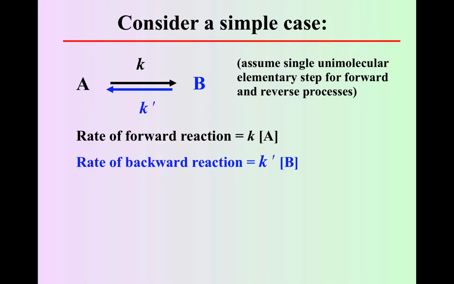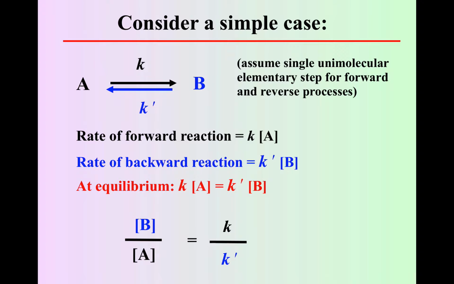when the rate of the forward reaction and the reverse reaction are equal, I could set these equal to each other. If I divide both sides by the concentration of A and divide both sides by the rate constant in the reverse direction, I end up with the concentration of the products over the concentration of reactants equal to some constant. A constant times a constant is a new constant. This constant is the equilibrium constant.